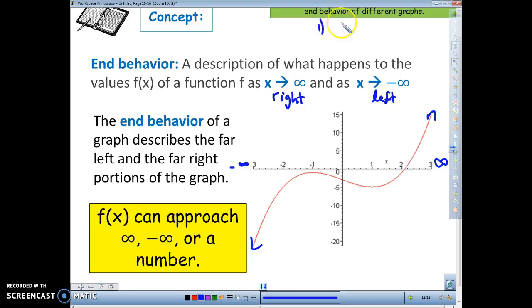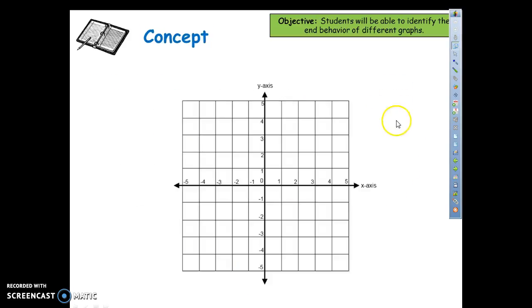One, my f of x values are going to go up to positive infinity. They're either going to go down towards negative infinity, or they're going to go to an asymptote, which is some value in the middle. Okay, so that's what this says. F of x can approach infinity, negative infinity, or a number. We're generally going to get these type of cases, especially with linear functions.